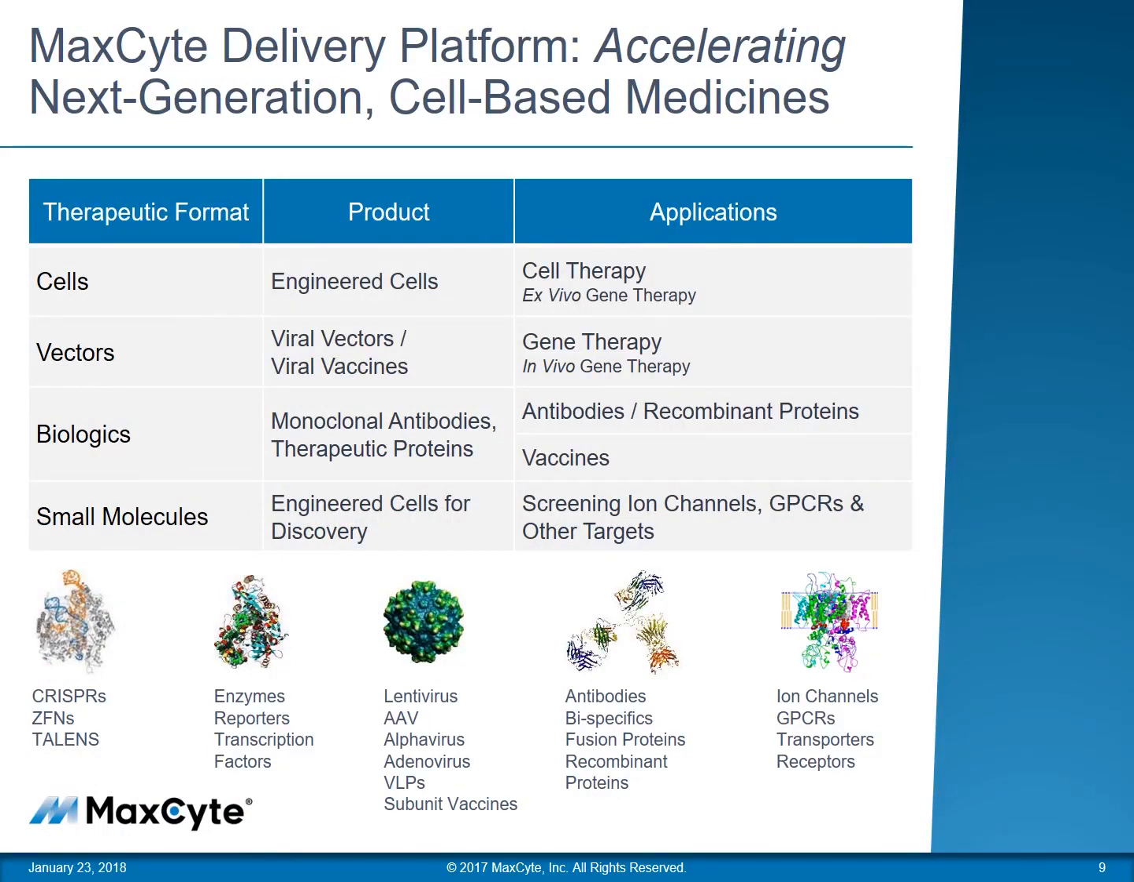The MaxCyte delivery platform has been adopted by many pharmaceutical companies, biotechnology companies, academic institutions, and other organizations to develop a range of therapeutic modalities. We can generate modified cells for autologous and allogeneic cell therapies. We enable large-scale manufacturing of viral vectors and VLPs for vaccine and gene therapy applications.